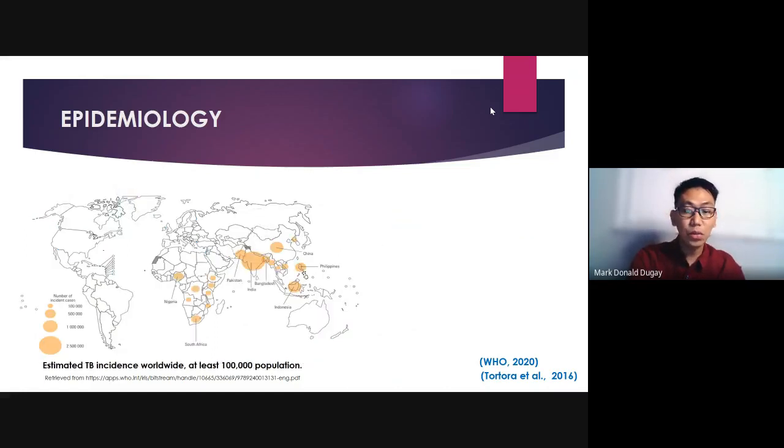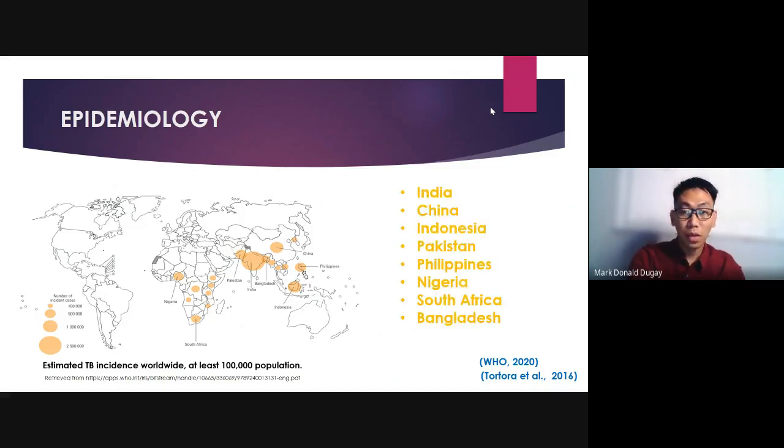The next figure shows the different countries with at least 100,000 incident cases of TB in the same year, 2019. Thus, TB disease cases are prevalent in these 8 countries: India, China, Indonesia, Pakistan, Philippines, Nigeria, South Africa, and Bangladesh, which accounted for two-thirds of global cases.